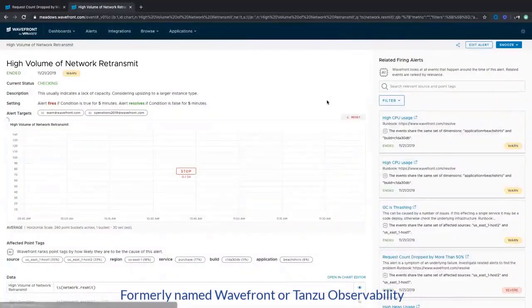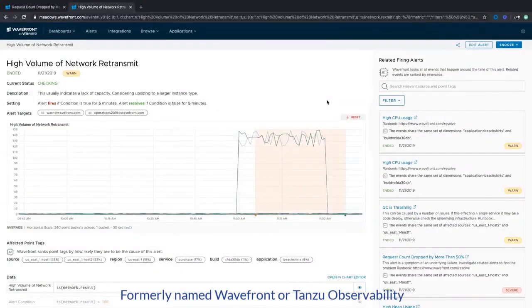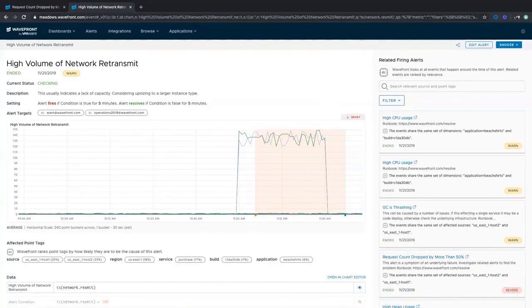And when I click on this and look at the exact same time scale, I see a massive retransmit at the same time we were having request counts getting dropped. Really good leading indicator. We go ahead and start looking here.